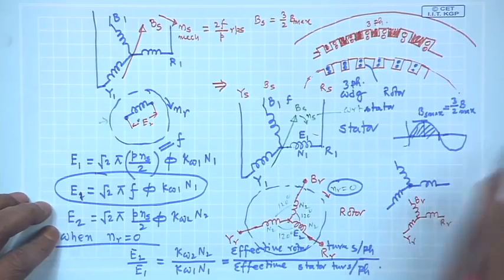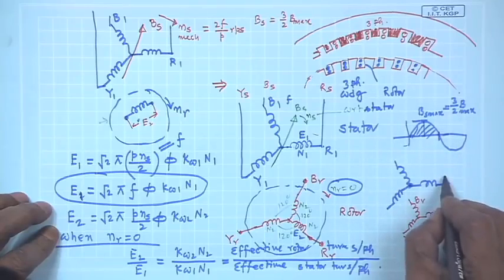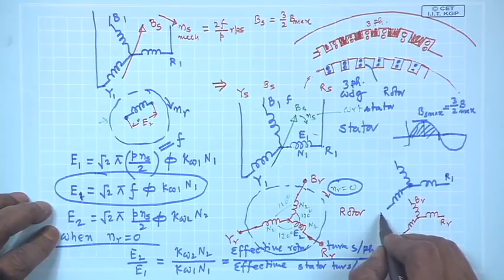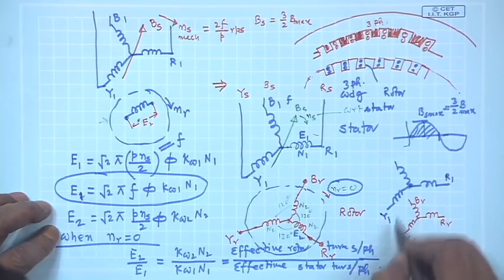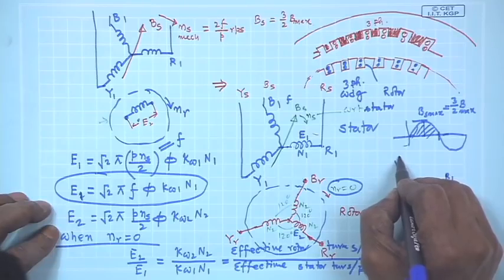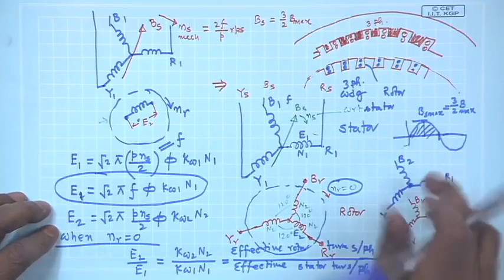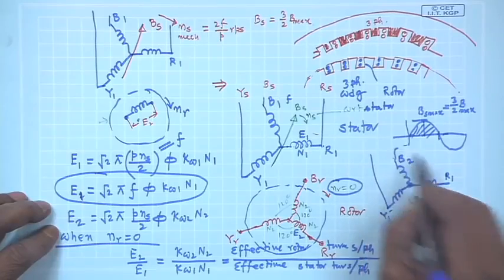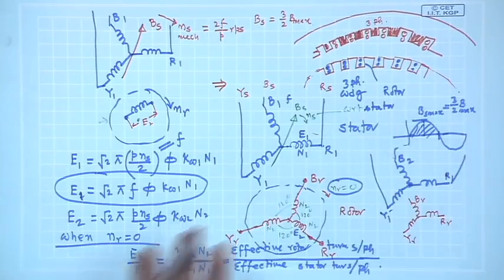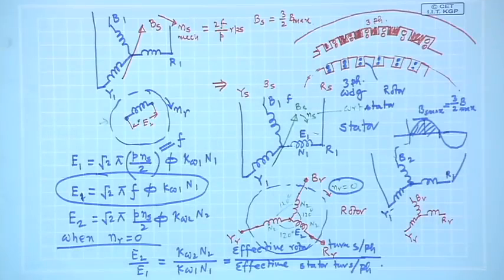That is, I align the stator R phase and rotor R phase, stator Y phase and rotor Y phase and rotor B phase like that. Then I energize these three with a balanced 3 phase supply and the rotor is not allowed to move. In that case, what will happen?